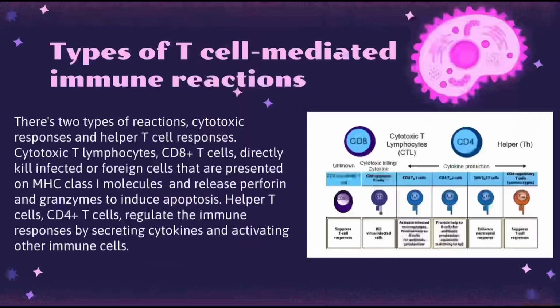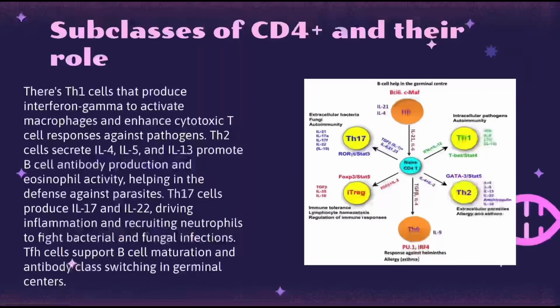The types of T cell-mediated immune reactions. There are two types of reactions, cytotoxic responses and helper T responses. Cytotoxic T lymphocytes, CD8 T cells, directly kill infected or foreign cells that are presented on MHC class 1 molecules and release perforin and granzymes to induce apoptosis. Helper T cells, CD4 T cells, regulate the immune responses by secreting cytokines and activating other immune cells.